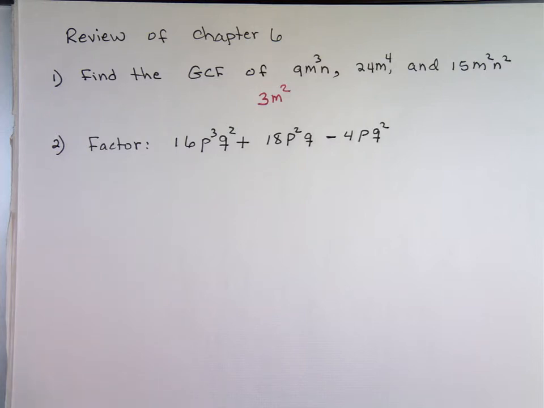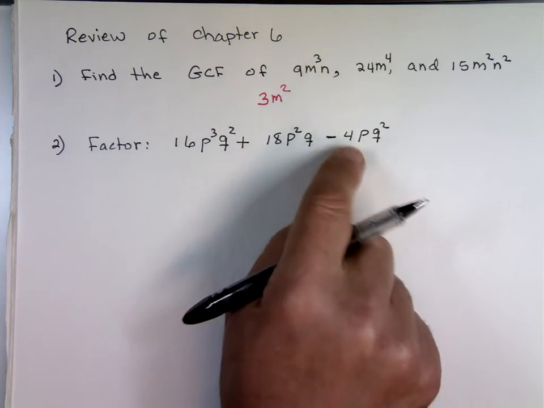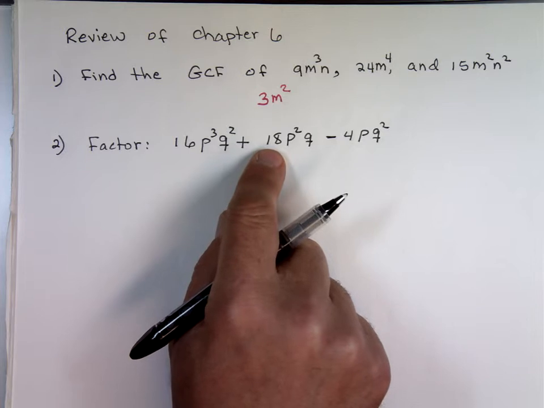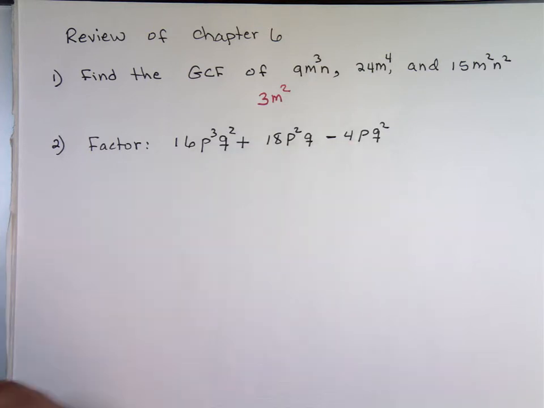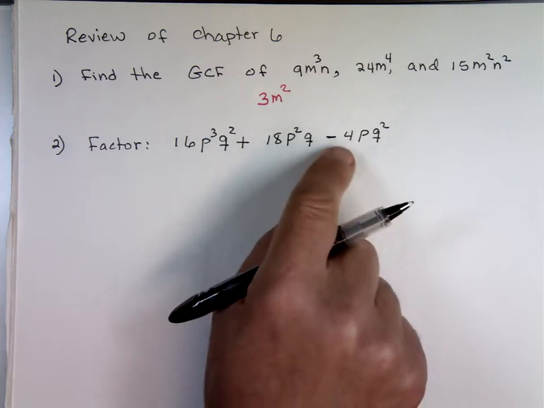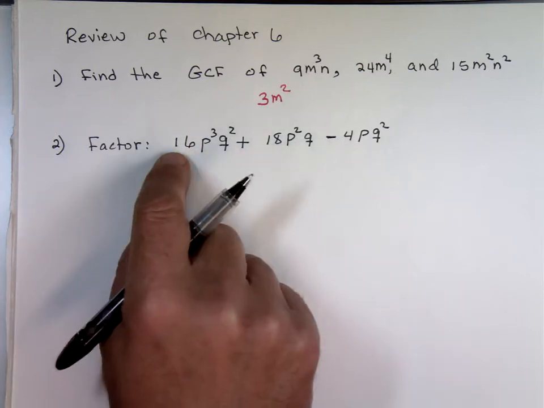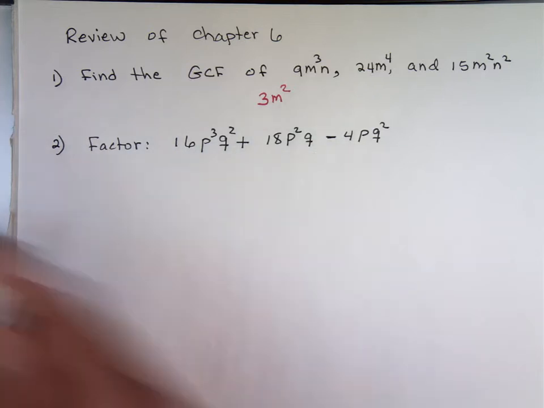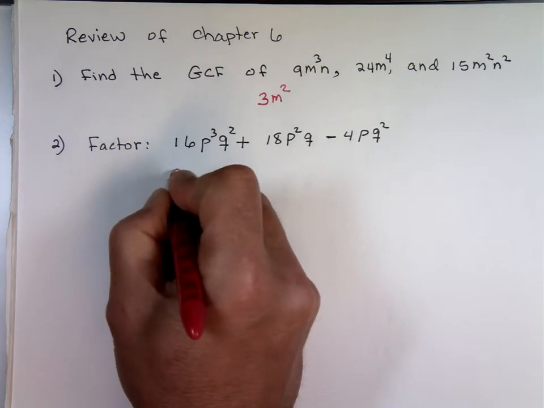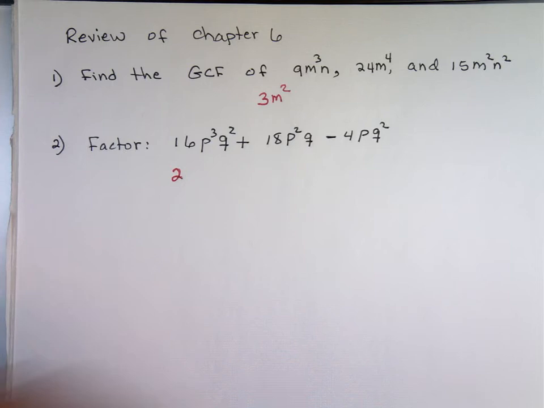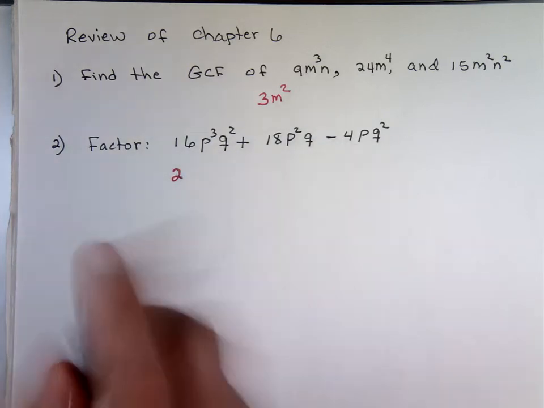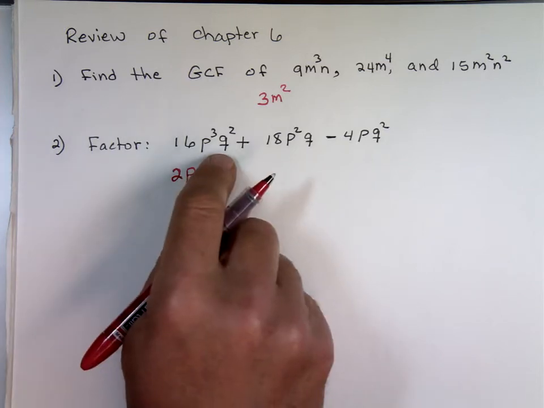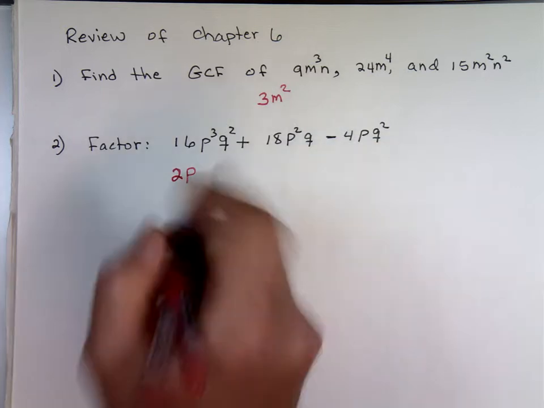Now let's look at the numbers, the 16, the 18, and the 4. Well, the 4 is divisible by 4, the 16 is divisible by 4. Can I divide 18 by 4? No. So I can't take the 4. But they're all also divisible by 2. 16 is divisible by 2, 18 is divisible by 2, 4 is divisible by 2. So the greatest common factor, there's the 2. Let's look at the p's. This has 3, this has 2, this has 1. I can only take 1 from each one. Q. This one has 2, this one has 1, this one has 2. I can only take 1 q out.